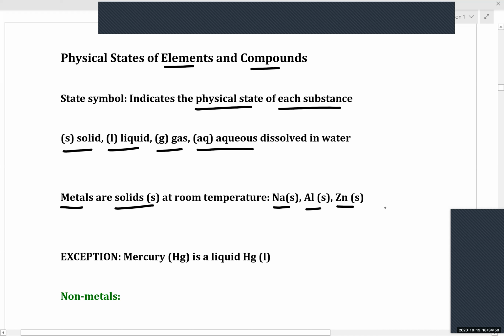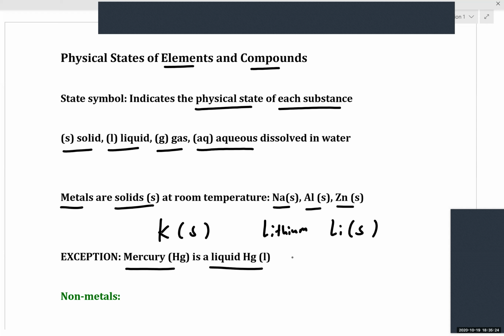What about potassium? What state symbol should I have for potassium? Solid. Okay. Likewise, if we have the phrase lithium, lithium has the symbol Li, and what physical state will we give for lithium? Solid. Yep. There's one exception. Mercury happens to be a liquid. There's been a lot of studies figuring out and rationalizing why mercury is a liquid, and it owes to its unique properties as an element.